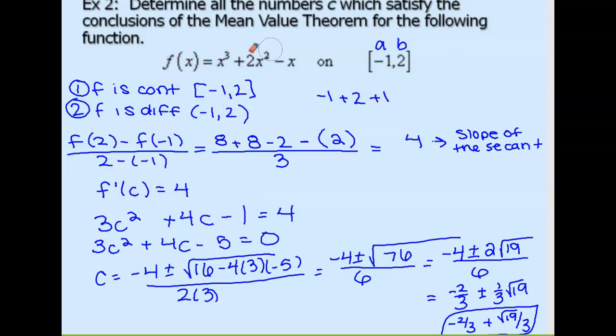So the derivative of this function is 3c squared plus 4c minus 1. What we're going to do now is find where f of b minus f of a, or the slope of the secant, is. So I want you to find the slope of the secant. So that's f of 2 minus f of 1 all over 2 minus 1, which is 8 plus 8 minus 2, minus 2 all over 3.